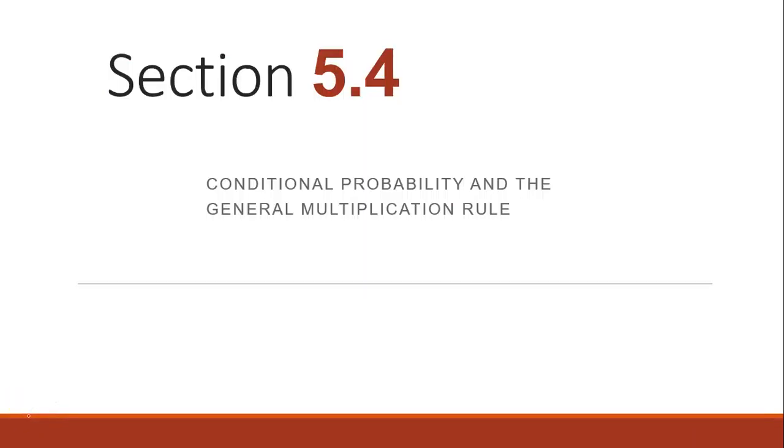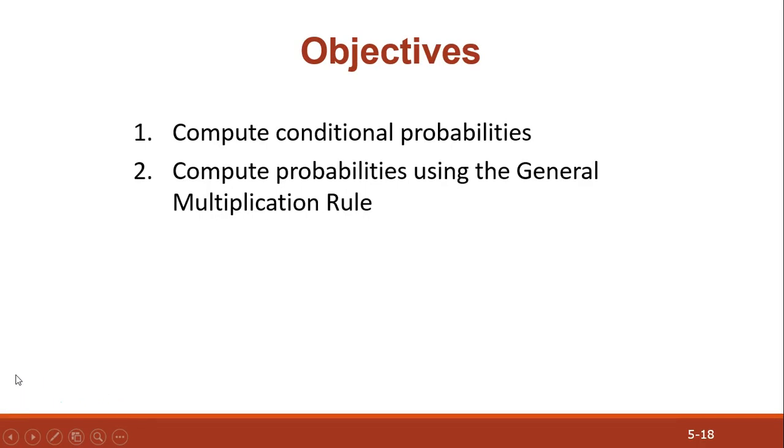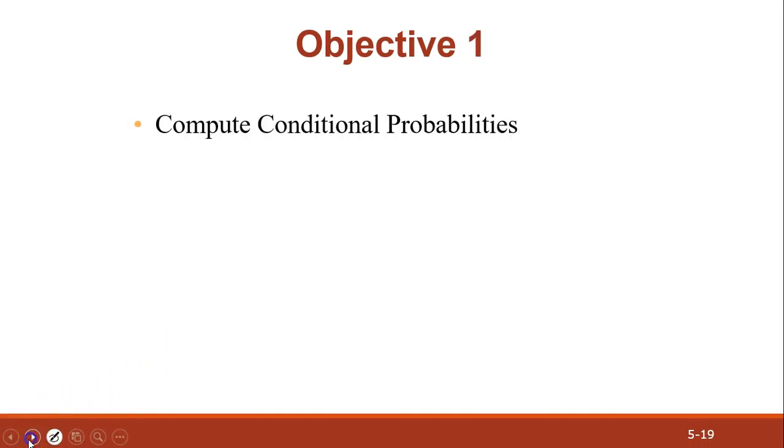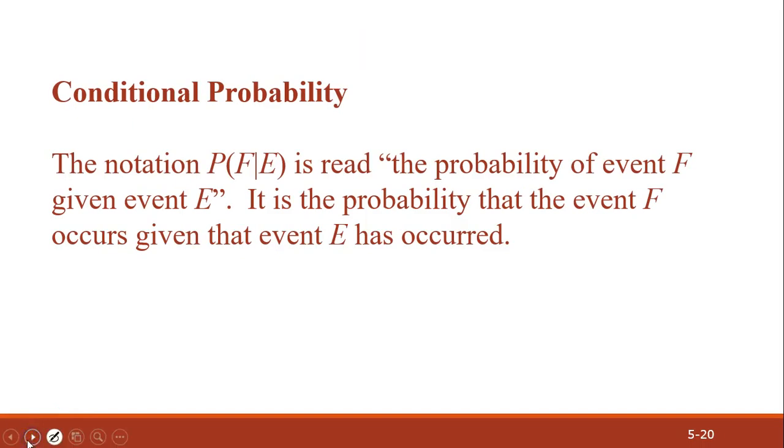All right, so now we're going to look into stuff that is in section 5.4, conditional probability and the general multiplication rule. And here are our objectives: computing conditional probabilities and also computing probabilities using the general multiplication rule. So for the first objective, I have an example for you on computing conditional probabilities. But first, let's figure out what a conditional probability is.